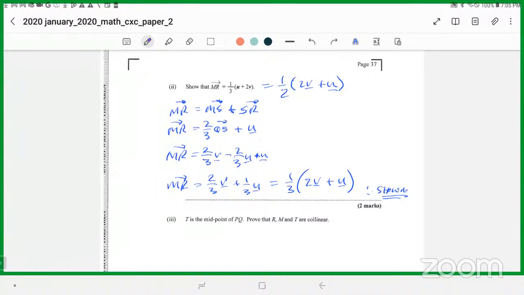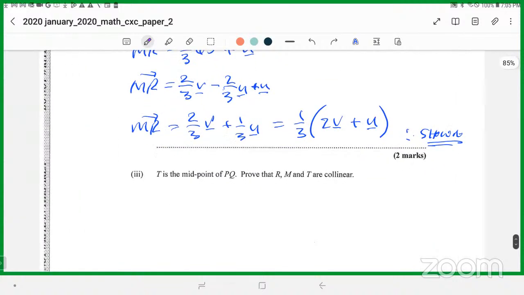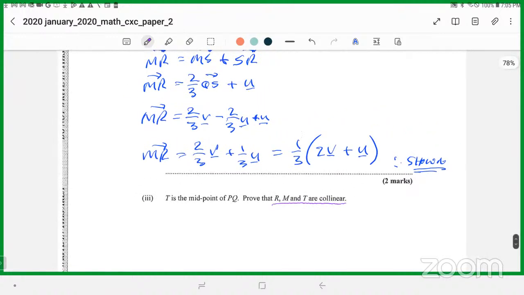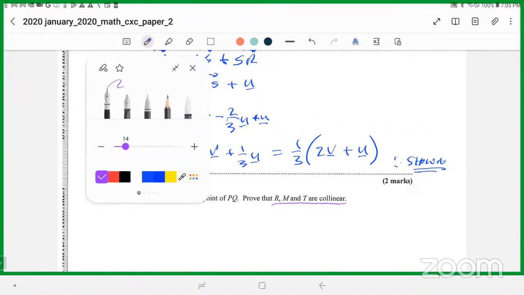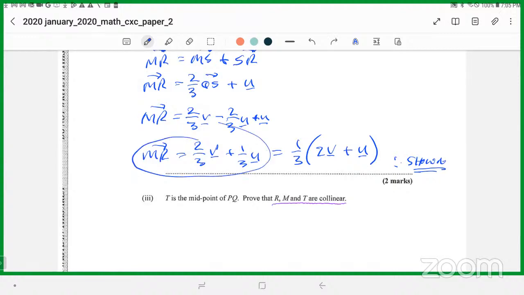All right. We need to have another vector with the T. So we're trying to prove that R, M, and T are collinear. We have one vector that we're going to use already. I'm going to use this MR vector. MR equals 2/3 V. I can do 1/3 U first. 1/3 U plus the 2/3 V. Doesn't matter. And we need another vector with a T.